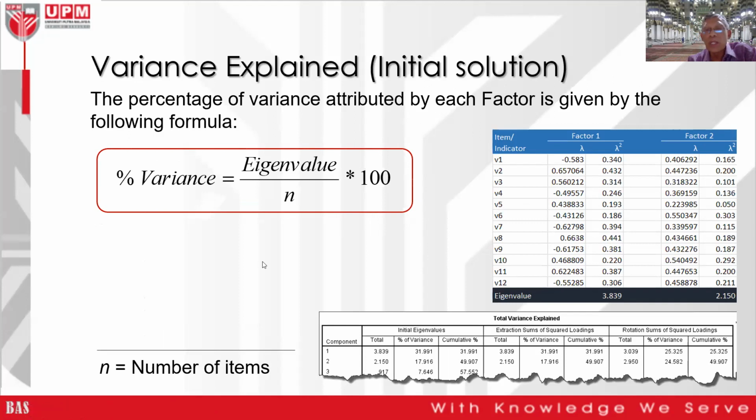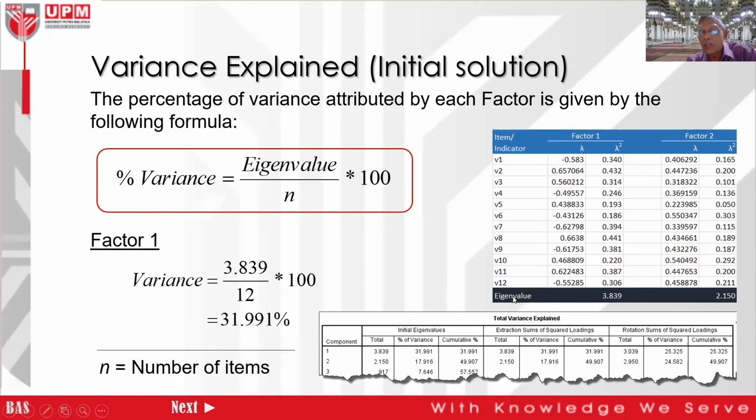So if we take the first factor, the eigenvalue is 3.839. To calculate the percentage variance, it will be 3.839 divided by n, which is 12, multiplied by 100, which gives 31.991. So this is the percentage variance for the unrotated solution, 31.991. That is how we calculate the percentage variance for factor 1.